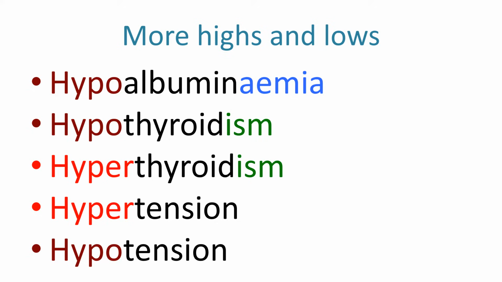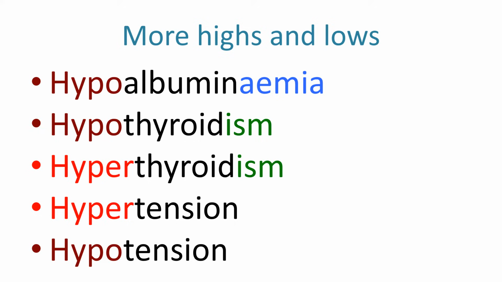And we can treat this by giving artificial thyroid tablets. That's usually fairly straightforward to treat as long as it's identified. And the hypothyroidism would normally be diagnosed by analysing the amount of thyroid stimulating hormone or the amount of thyroid hormones in the blood.